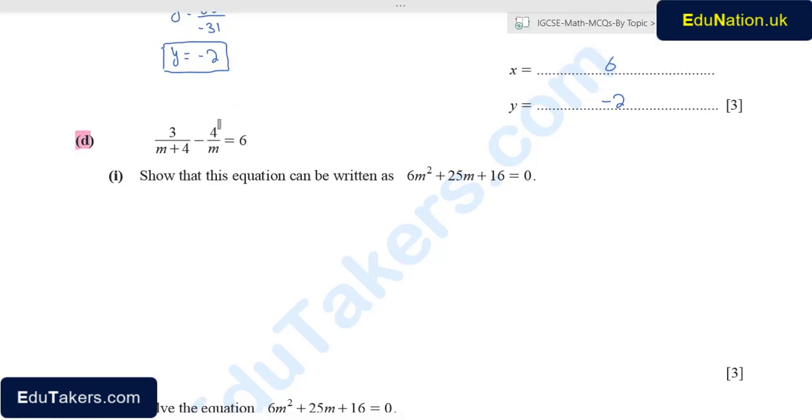Part D. 3 over m plus 4 minus 4 over m equals 6. The first part is: show that this equation can be written as 6m square plus 25m plus 16 equals 0.